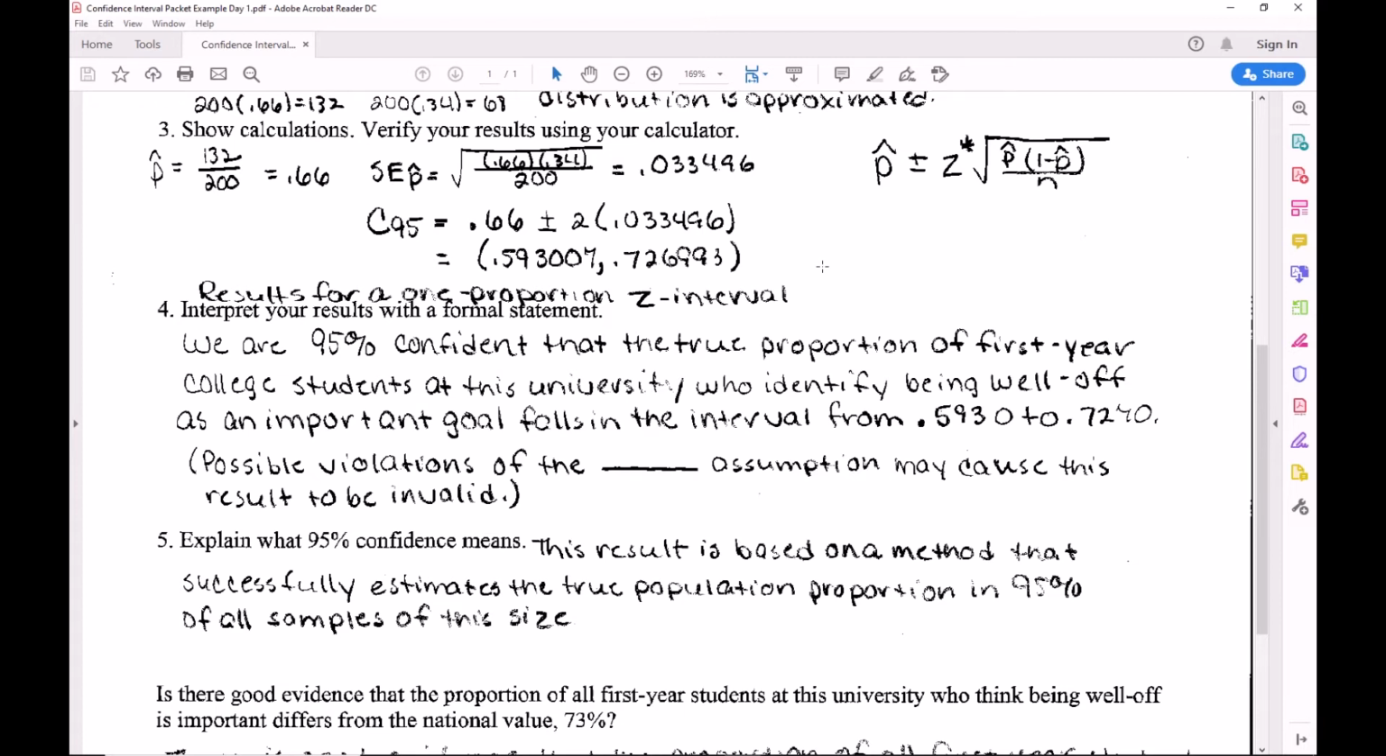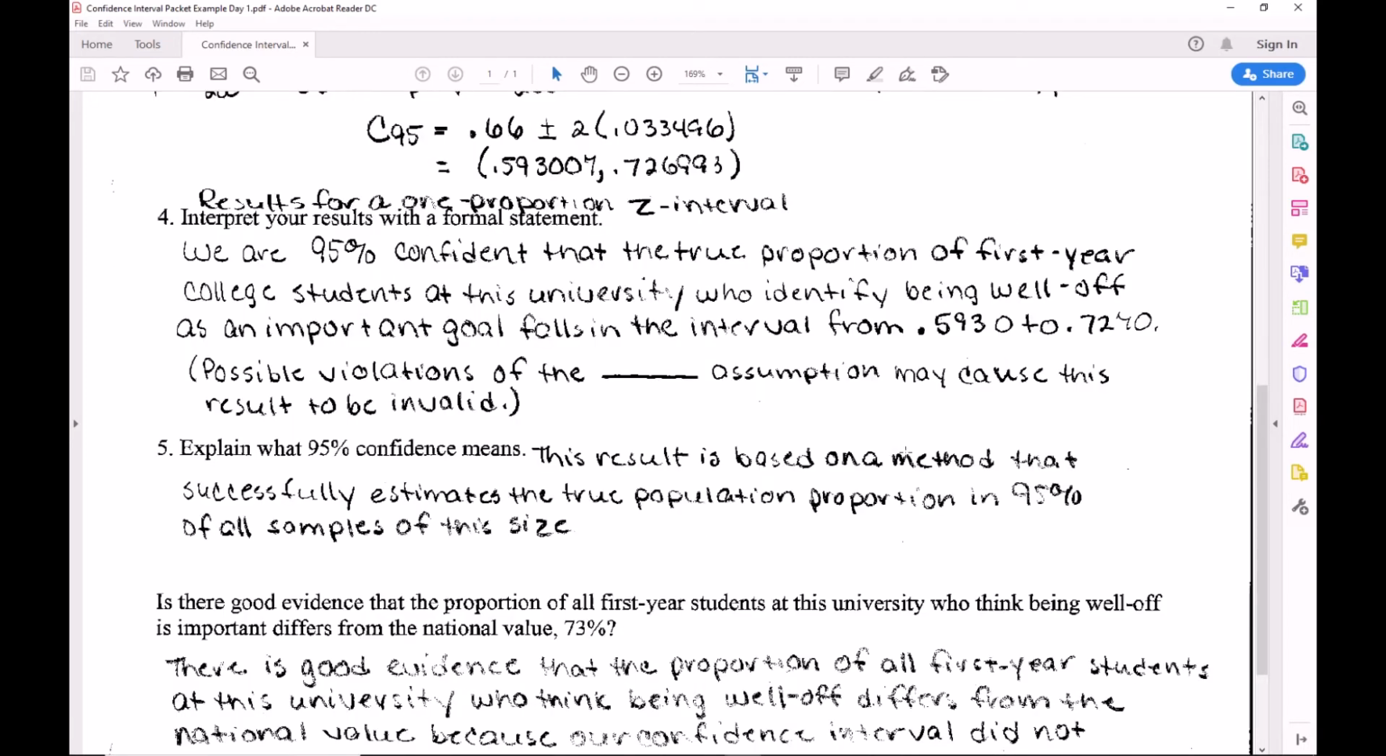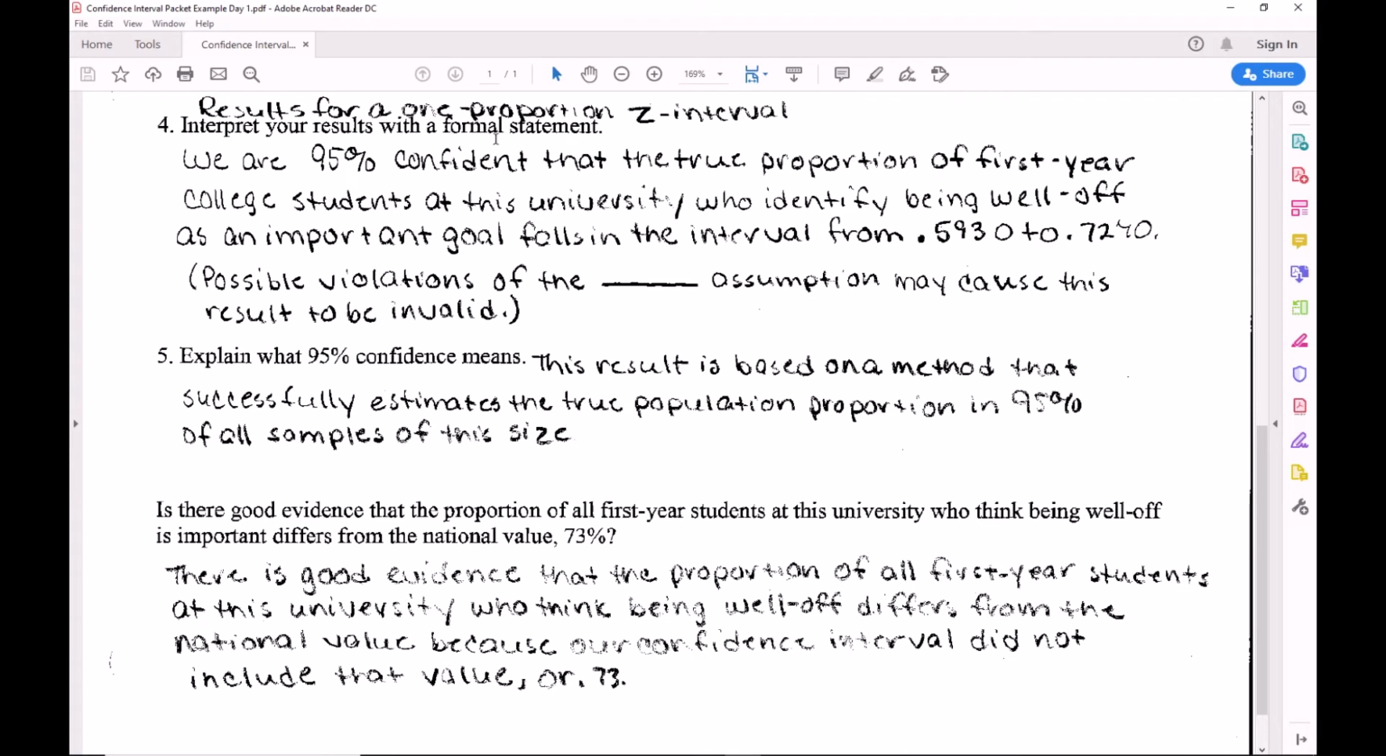Okay? So we're 95% confident that whatever the true proportion is in this school for kids that believe financial well-being is important falls in that interval. We're 95% confident, all right? This is just one interval out of a whole lot of intervals that we could have generated. Hopefully this is one of the 95% of them that's good, but it might not be. It could be one of the 5%. Well, that's the way life goes. So finish writing that.